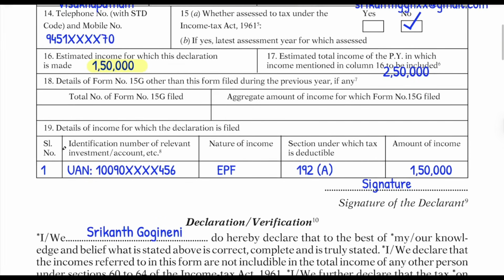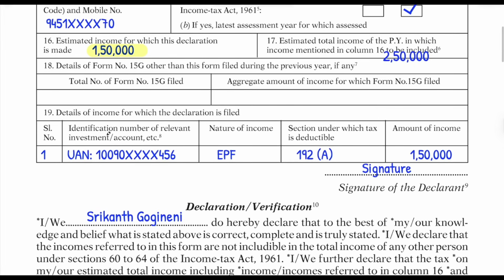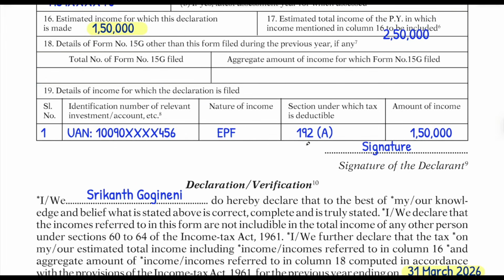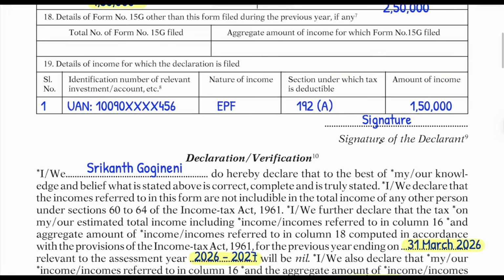In field number 19, you have to write your EPF details. Under serial number, write 1. Under identification number, write your UAN number. Under nature of income, write EPF. Under section, write 192A. Under amount of income, write your EPF amount that you have written in field number 16. Next, you have to sign in the signature of the declarant field.